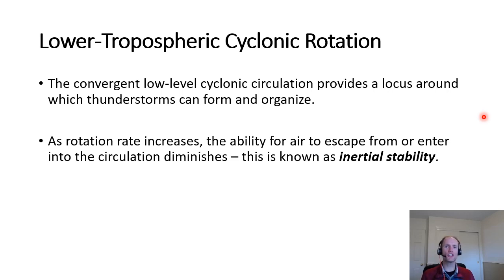Secondly, as the rotation rate associated with this disturbance increases, the ability for air either to escape from that area of rotation or enter into that area of rotation from the outside diminishes. And we call this inertial stability. So let's think about it as though we're driving. You're coming up toward a corner and you're going to turn right, for instance, in this case.